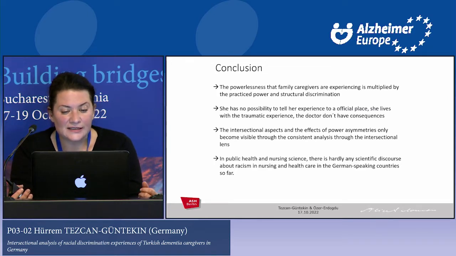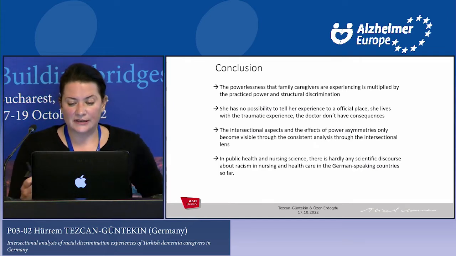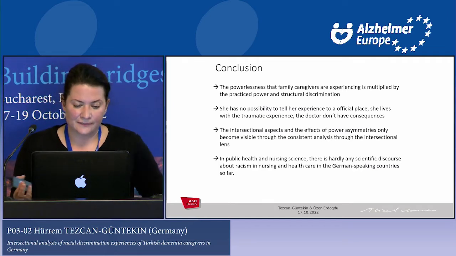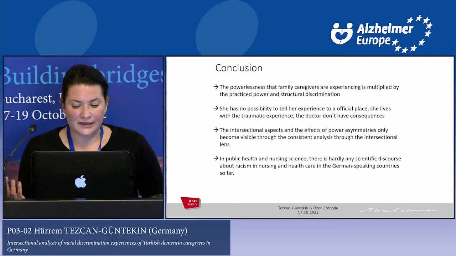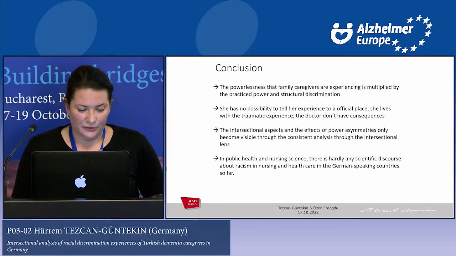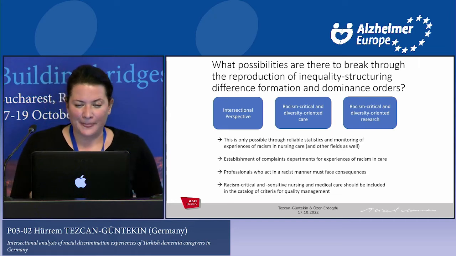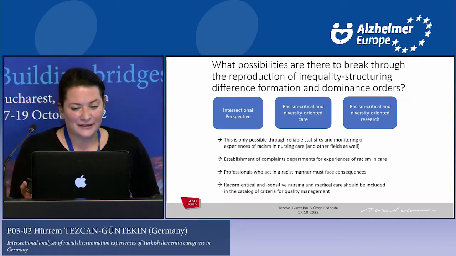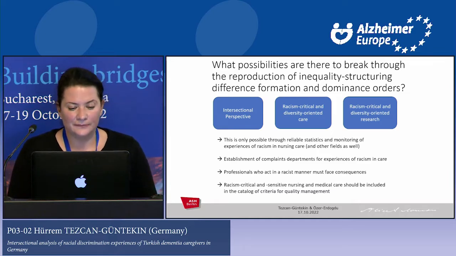The intersectional aspects and the effects of power asymmetries only become visible through consistent analysis through the intersectional lens. And in public health and nursing science, there's hardly any scientific discourse about racism in nursing and healthcare in the German-speaking countries so far. It's a very new discourse, as I said. So, last one, and I'm fast. We need the intersectional perspective, even on the research level and on the care level.